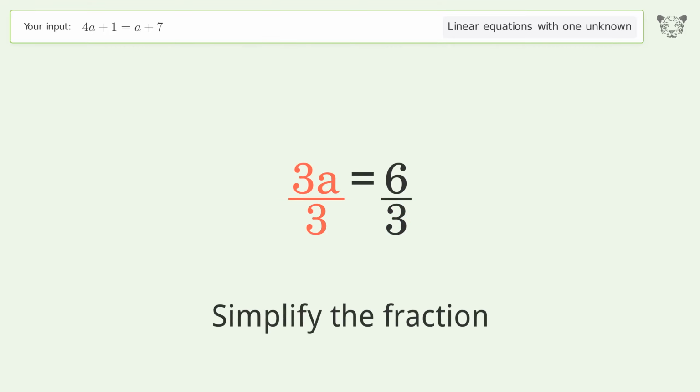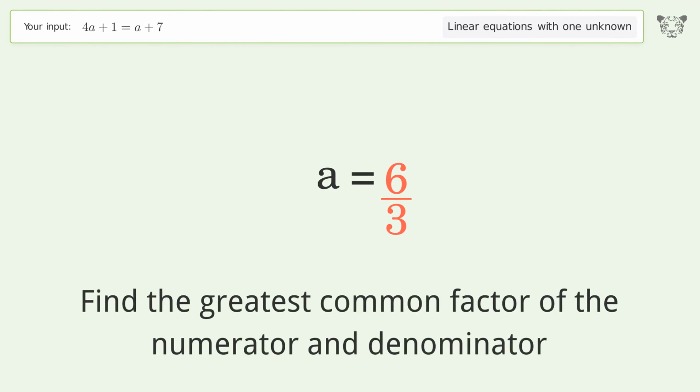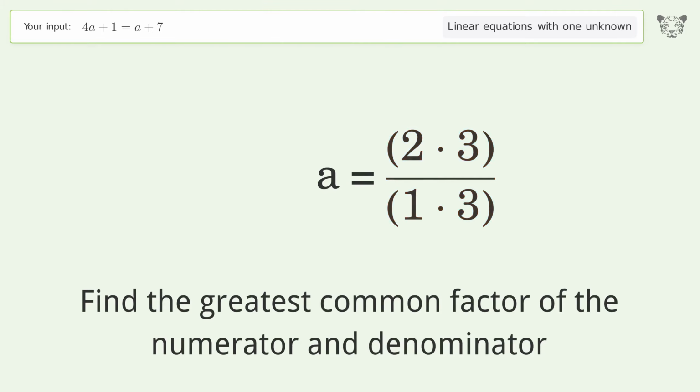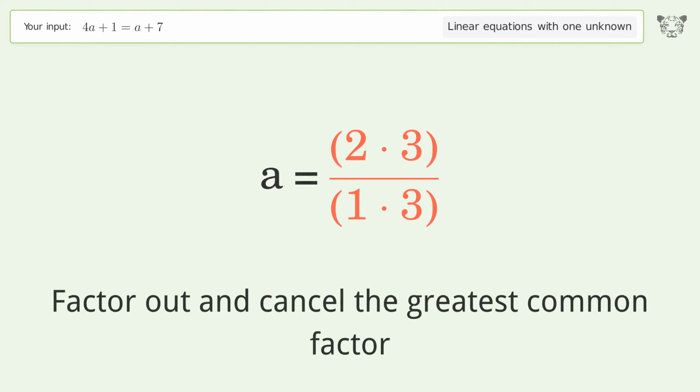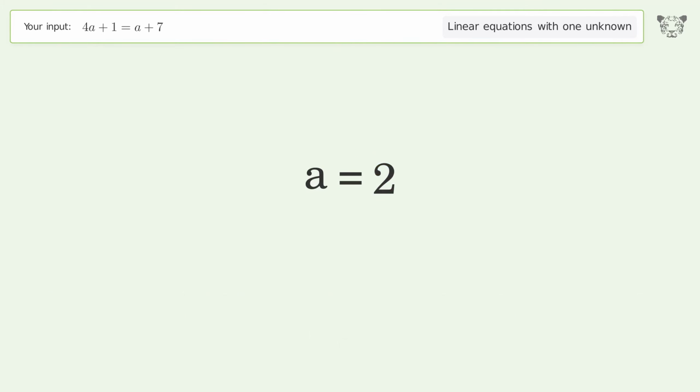Simplify the fraction. Find the greatest common factor of the numerator and denominator. Factor out and cancel the greatest common factor. And so the final result is a equals 2.